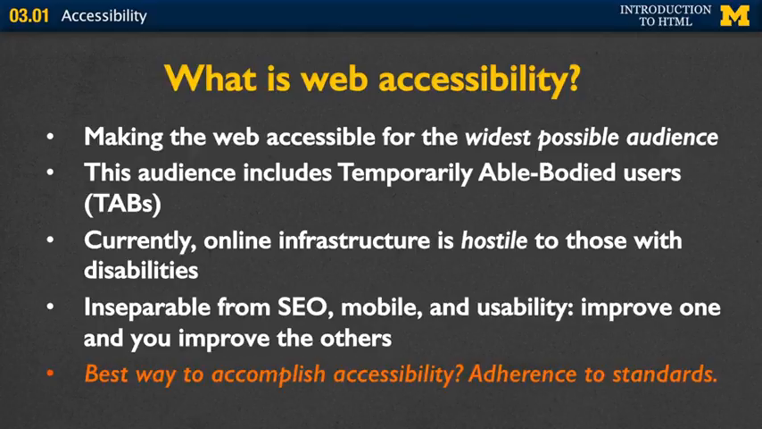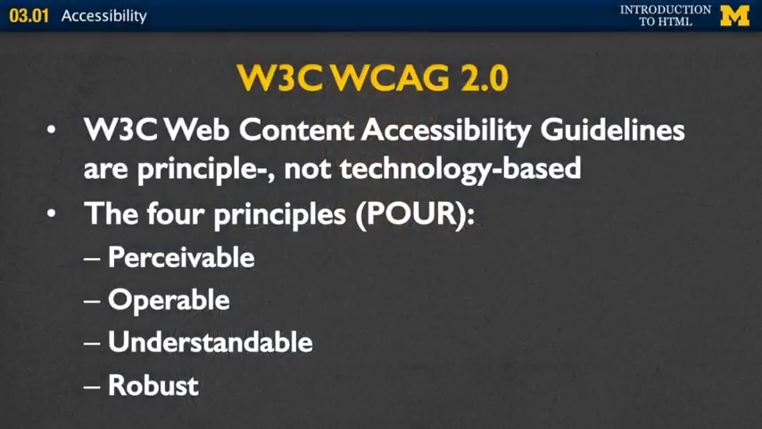So what's the best way to accomplish accessibility? It's adherence to standards. As you start now, you're at the very beginning of your web career. It's the perfect time for you to learn the best possible tags and the best possible ways to make your page accessible. These standards are going to come from the W3C Web Content Accessibility Guidelines. These are called WCAG. And these guidelines are principle, not technology-based. What this means is that you don't need to go out and find the greatest language or the greatest technology to make your page accessible.